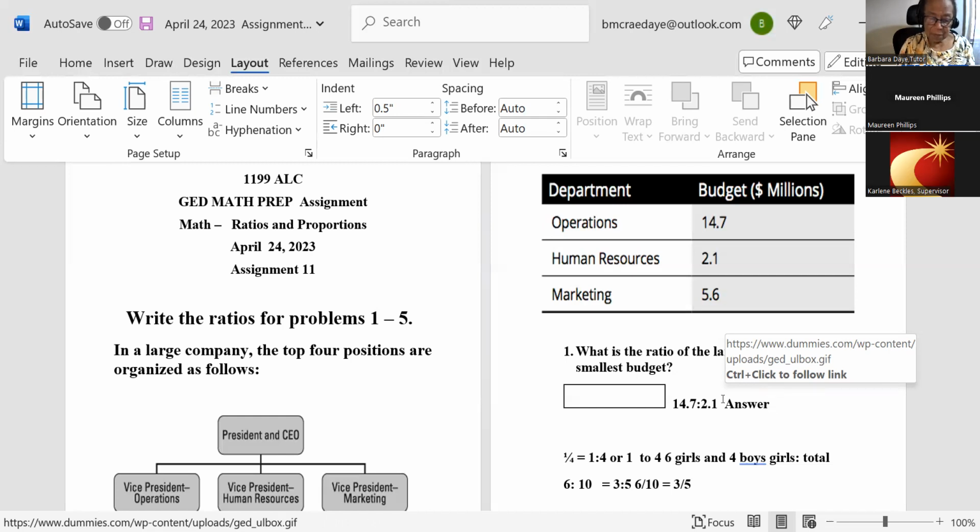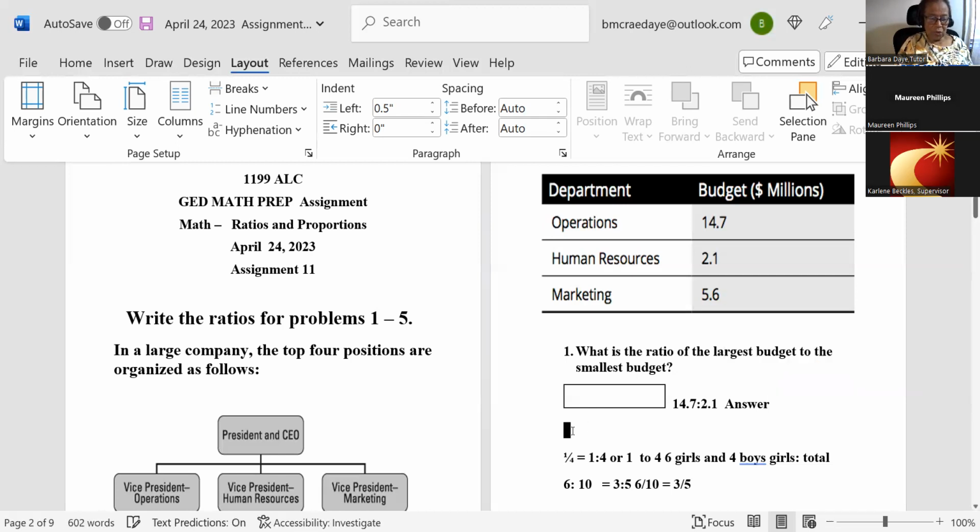The total budget, you've got to add up everything. That's right. So add up everything and tell me what's the ratio of human resources to the total. Okay, so it would be human 14.7, resources 21, 2.1, 5.14. So it's like part to the whole, right?